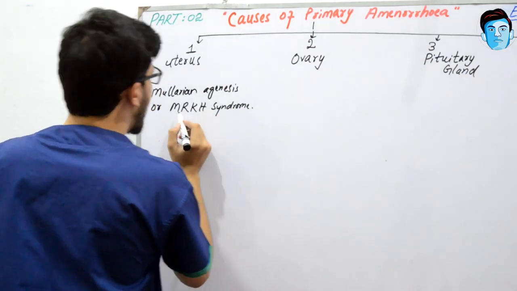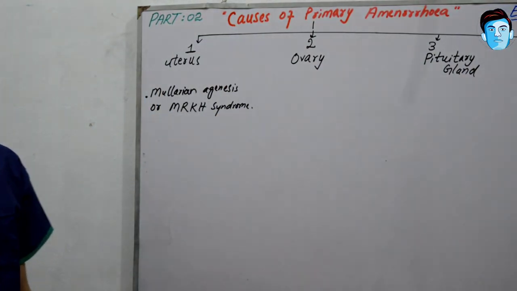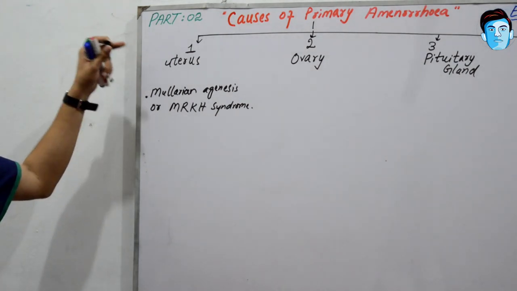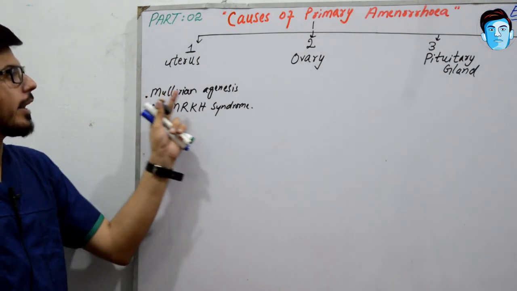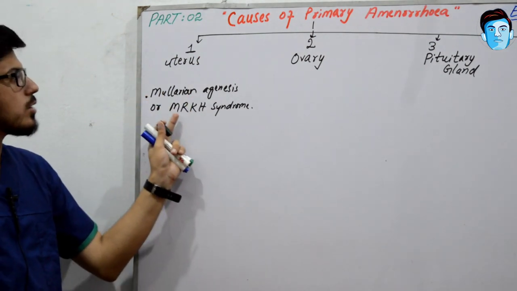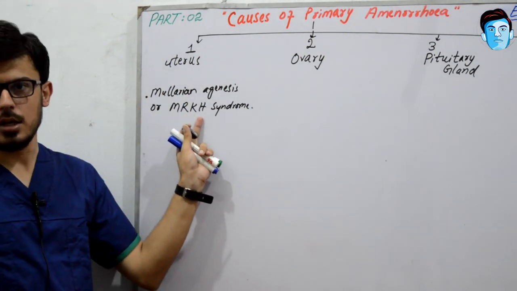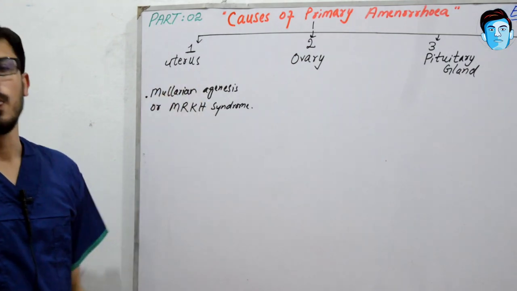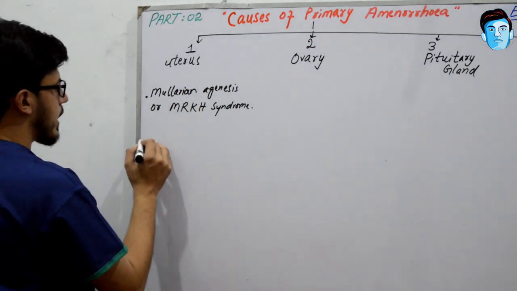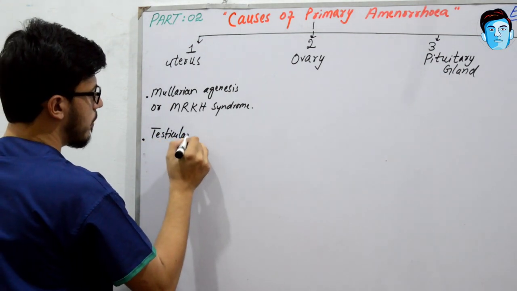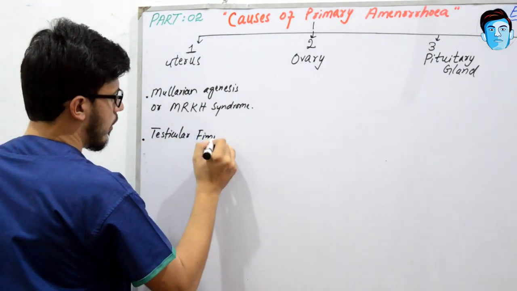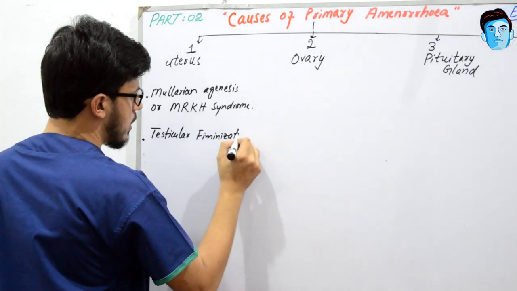MRKH syndrome means Meyer-Rokitansky-Koster-Hauser syndrome. So, in the first compartment, there is a condition, Mullerian agenesis, which is also called Meyer-Rokitansky-Koster-Hauser syndrome. It can lead to primary amenorrhea, while the second condition is testicular feminization syndrome.